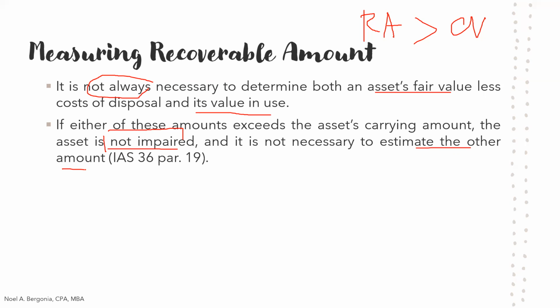Okay, so there will be some changes later in our example, which we will be discussing. Basta tandaan ninyo, kapag nag-exceed po yung fair value less cost to sell or the value in use, whatever is present, or even whichever is higher between the two, compared with the carrying value, then there is no impairment already. Stop impairment testing ka na.